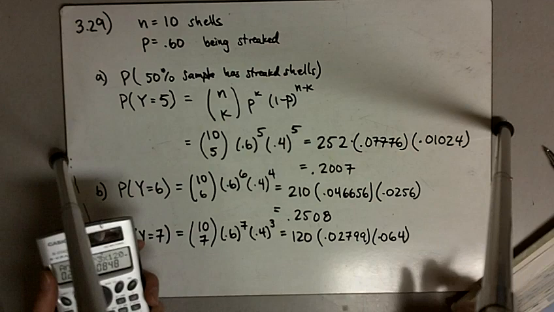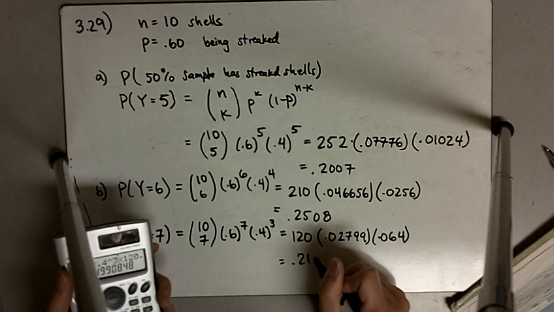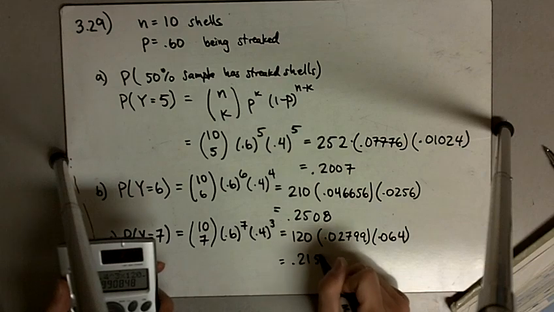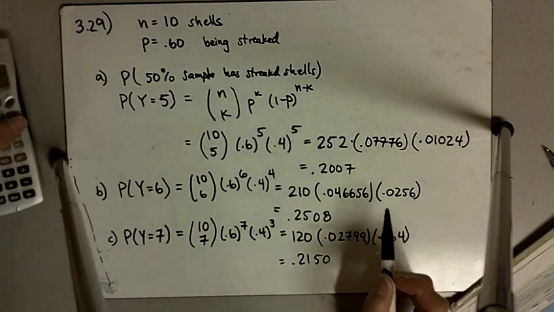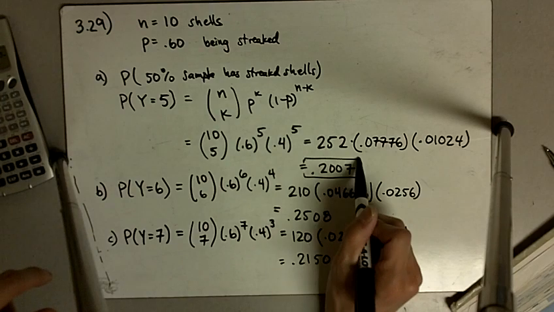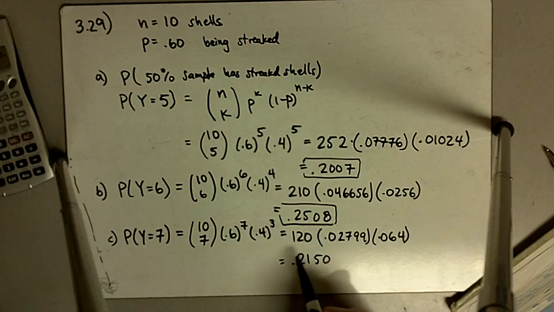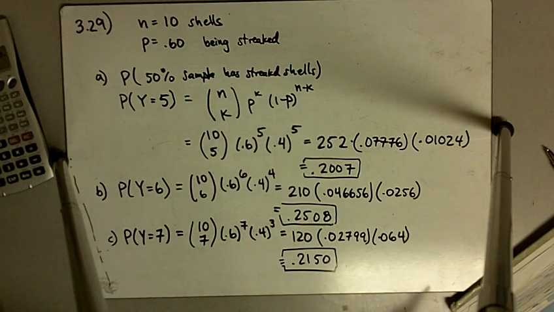And here we get about a 20.15% chance. So our answers are, this is for exactly 5 shells, exactly 6 shells will be streaked, and exactly 7 shells will be streaked.